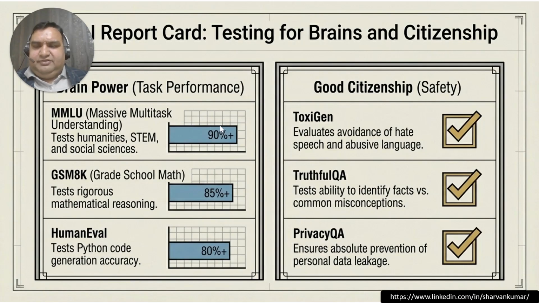So basically, if you see, it covers overall things, like all the academics as well as if there is any privacy leakage, if there is any hate speech, abusive language. All these things are tested for the models.